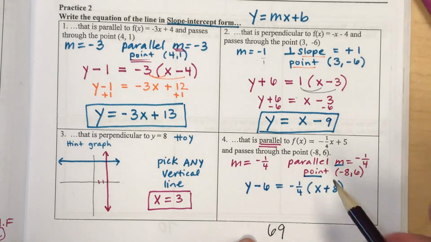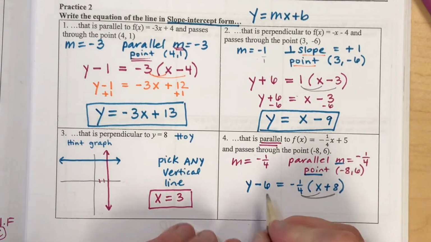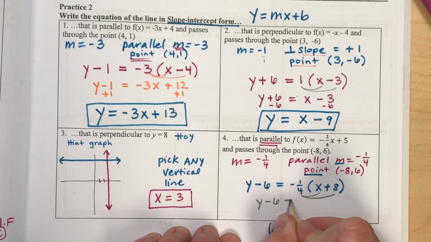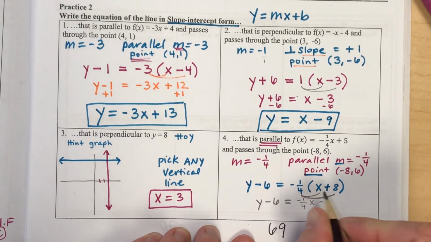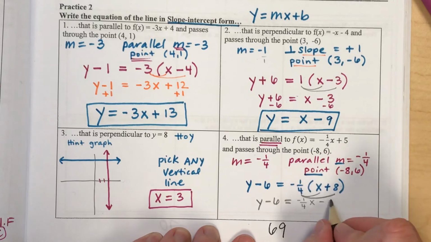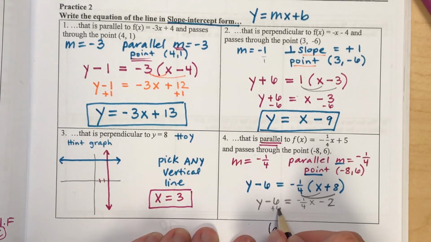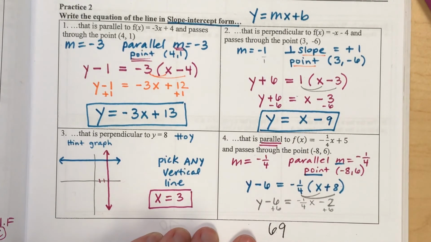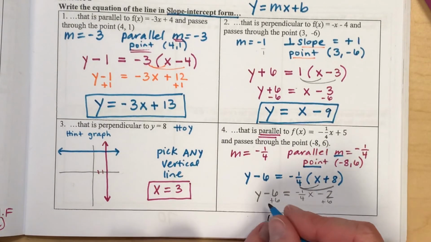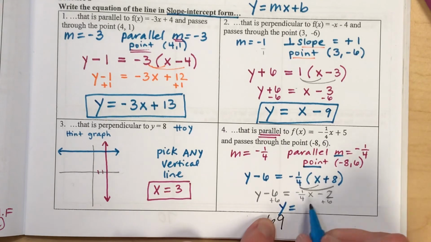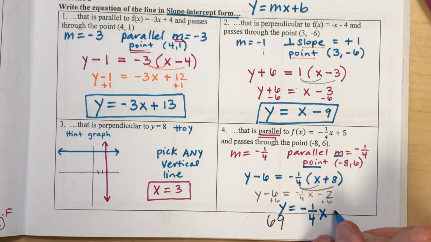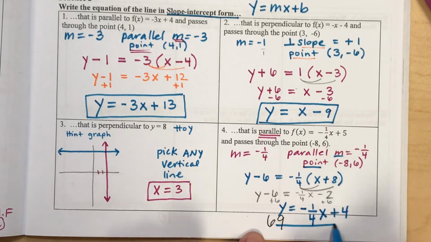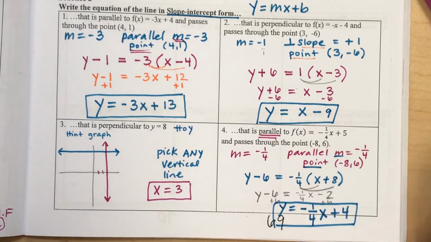Now if I distribute my slope, I will have y minus 6 is equal to negative 1/4 x minus a fourth of 8, which is 2. And if I add my 6 over to this side, I will get my slope-intercept form, which will be y equal to negative 1/4 x plus 4. And this will be my slope-intercept form.